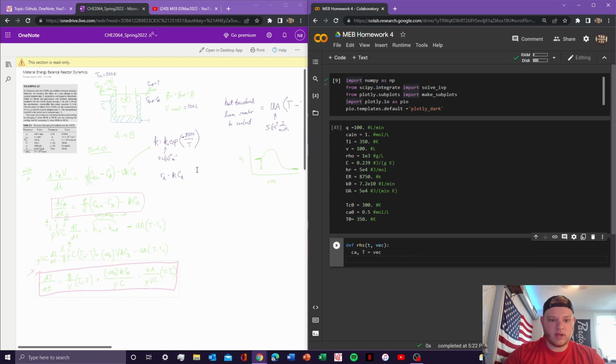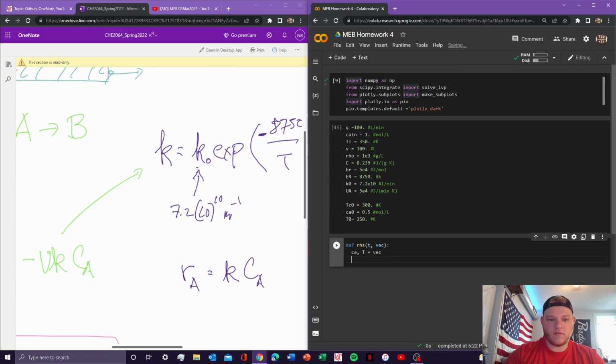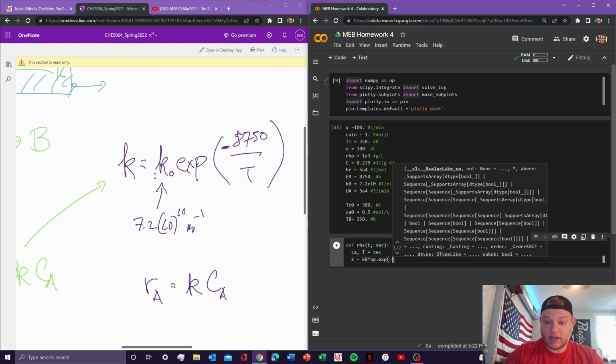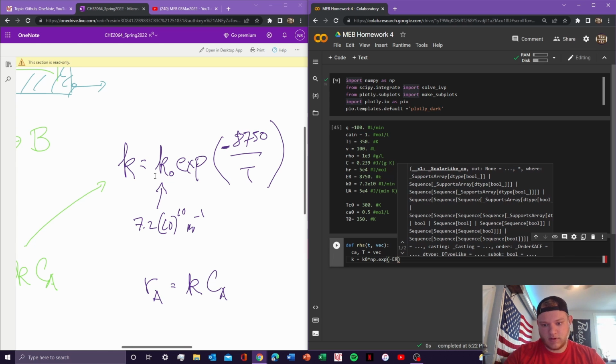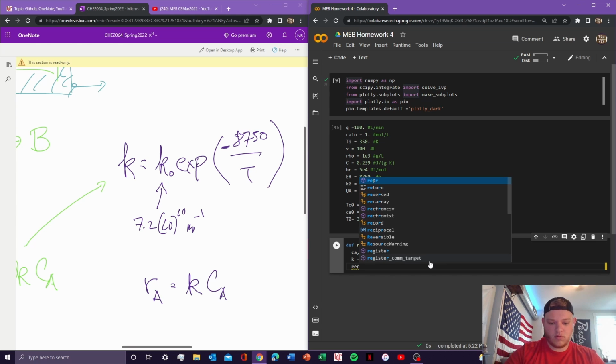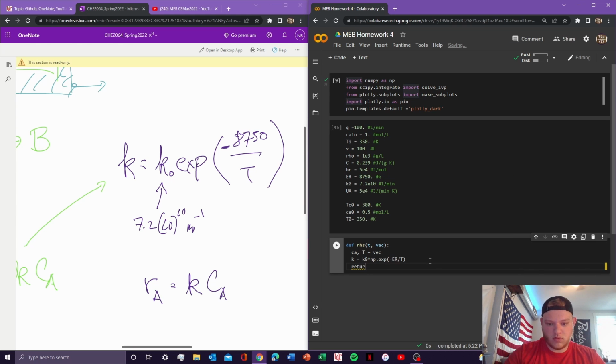And then we can go ahead and define some of our little tiny functions here, like K. K is equal to K naught times numpy exponent of negative ER divided by T. Boom, boom, boom. Alright, then we can return our two functions in an array format.